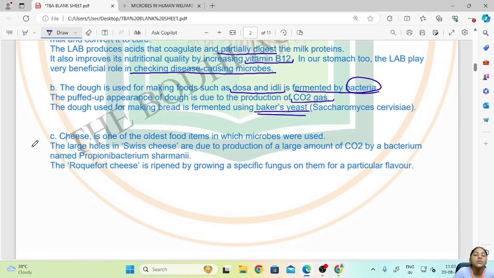Then another household item in which microorganisms are used is cheese. So cheese is one of the oldest items in which microbes were used. The large holes in the Swiss cheese are formed due to the production of a large amount of carbon dioxide given out by the bacterium. Then the Roquefort cheese is also ripened by growing specific fungus on it. So in this Roquefort cheese, a specific type of fungus is grown in its production, and this fungus gives it the particular flavor.